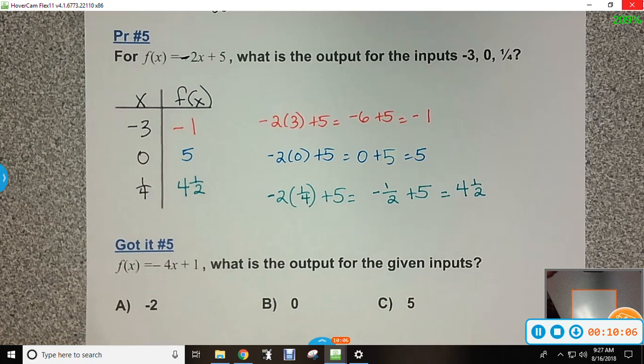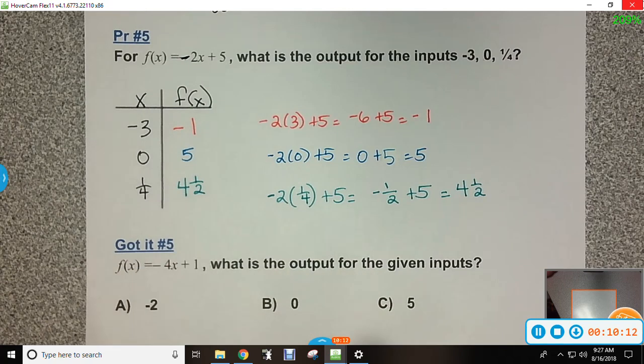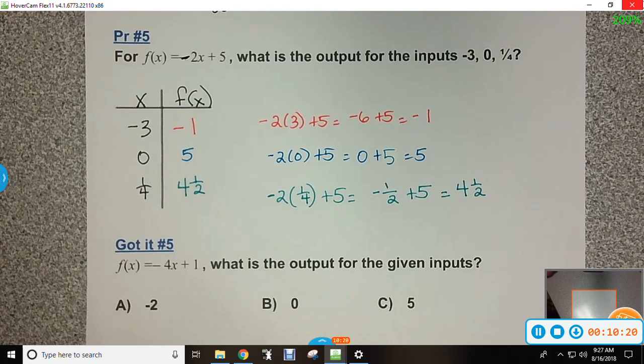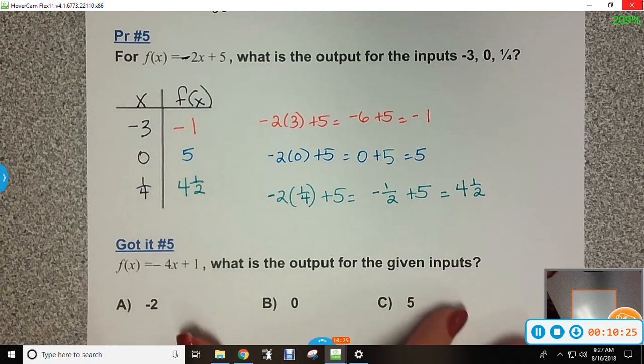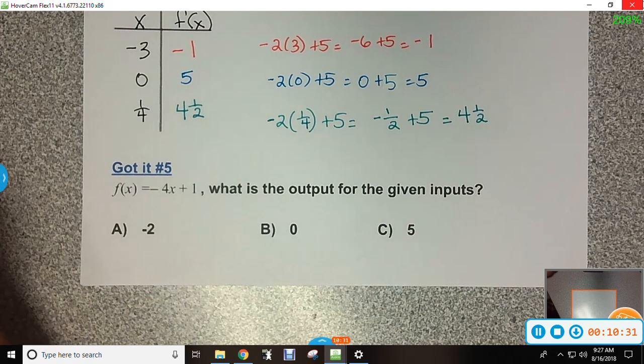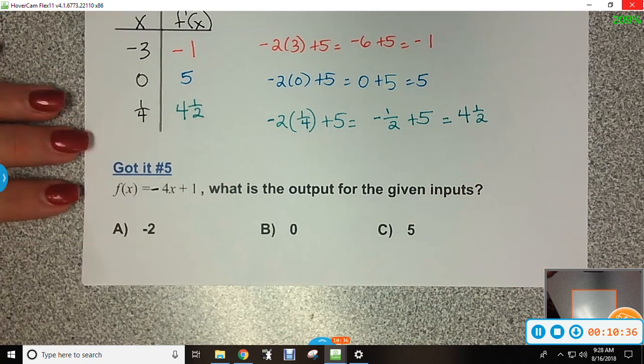Okay. By plugging in these inputs and solving for these outputs, I now have points I could plot if they asked me to. Okay, this should be familiar to you. Maybe not the f of x. You should have seen it, but may not have done a whole lot with it. But it's just y. So now the got it question at the bottom, f of x equals negative 4x plus 1. What is the output for the given inputs? Go ahead and pause the video, work those three, and then come back.